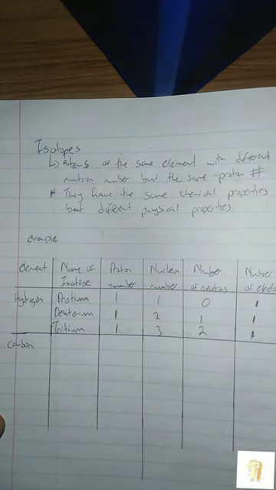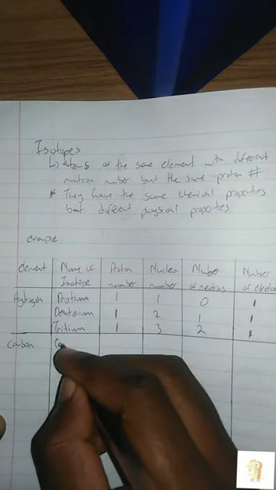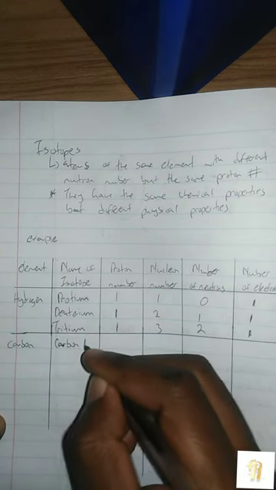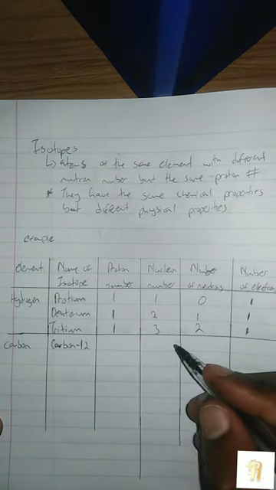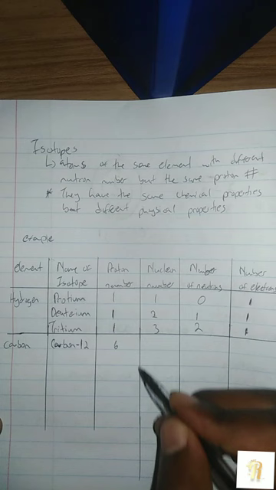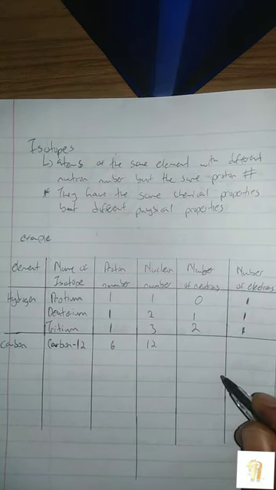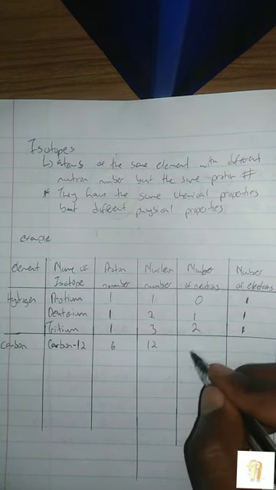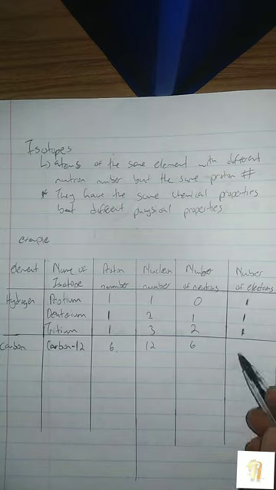Carbon also has three isotopes. I'll talk about three only. One is carbon 12. Its proton number is 6. Its nucleon number is 12, and its number of neutrons is 6. And its number of electrons obviously is 6.